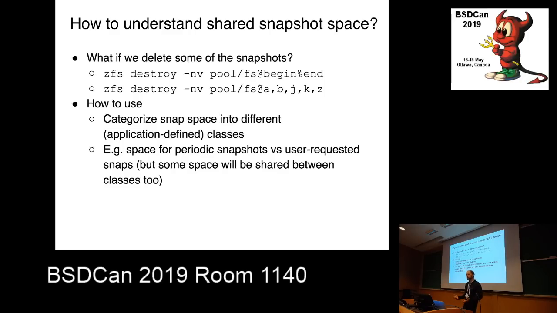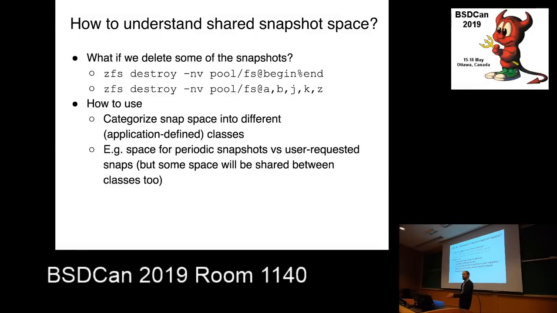How would you actually put this into practice? What we've done at Delphix is we categorized the snapshot space into different application-defined classes. For example, some snapshots were created because you set a policy that said, I want to create a snapshot every hour. And some snapshots were created because the user explicitly requested a snapshot. And some snapshots were created for one of those reasons, but then we wanted to delete it, but we couldn't because you created a clone of it or something like that. So we categorize the snapshots into these different categories, and then I can at least tell you that the space used purely due to your retention policy of creating snapshots every hour and keeping them for a year is costing you X gigabytes.